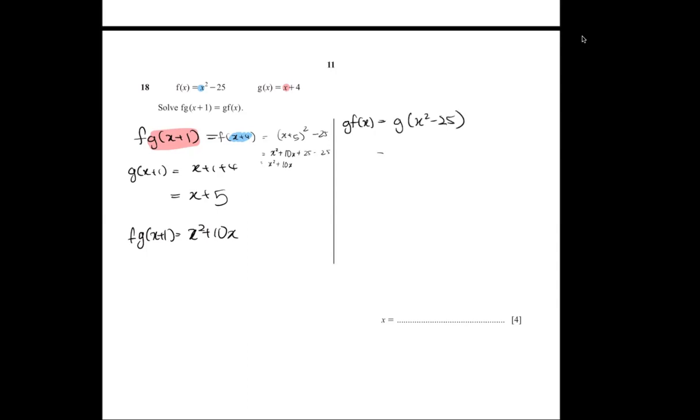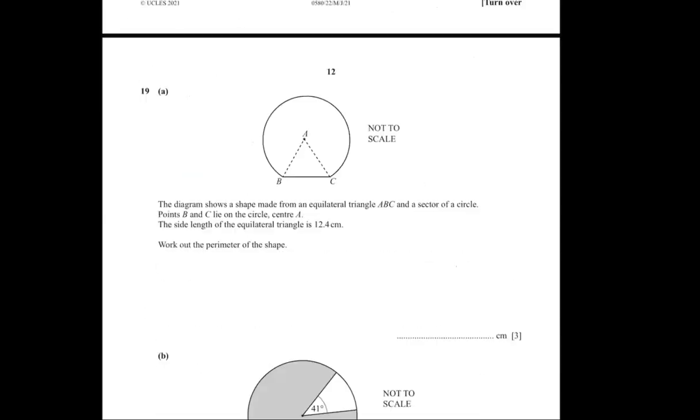So now we just have to put everything into g, which is x squared minus 25 plus 4, x squared minus 21. They ask us to solve. When they ask us to solve, it means that we need to equate them and then find the value of x. x squared plus 10x is equal to x squared minus 21. Once we move things around, we move the x squared together, we will remove it. 10x is equal to negative 21, and x is equal to negative 2.1. Double check. Negative 2.1. Right.